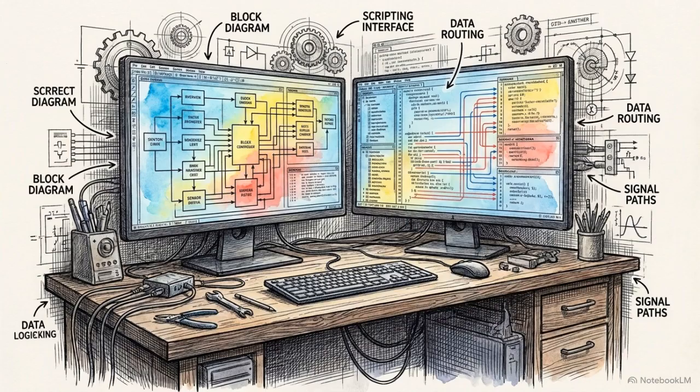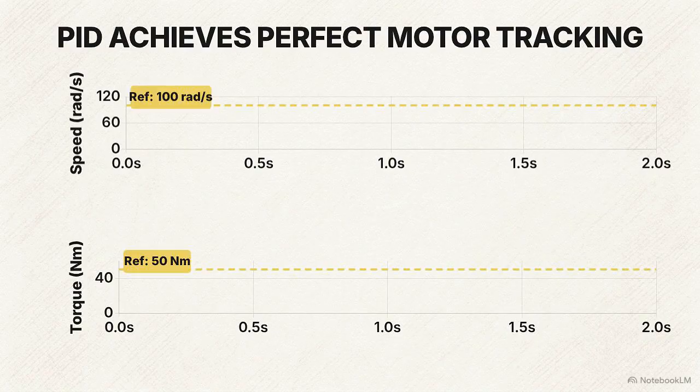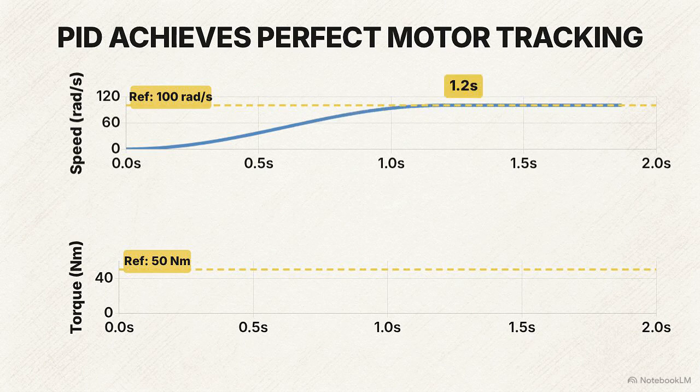The final step is verifying the success of this architecture through the Simulink output data. This top chart plots the motor speed response, showing a smooth climb that flattens against the 100 radian per second reference line at exactly 1.2 seconds. The curve shows negligible overshoot. The velocity stabilizes precisely on target.